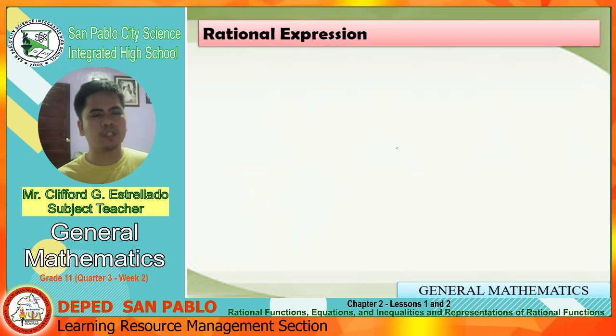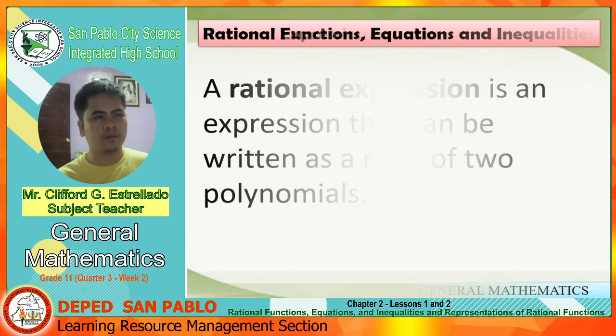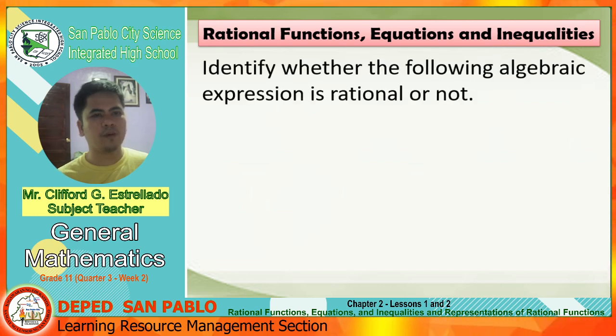So what is a rational expression? When you say rational expression, it is an expression that can be written as a ratio of two polynomials. So it means that the numerator and the denominator must be polynomials. So let us have this activity. Identify whether the following algebraic expression is rational or not. Again, take note, when we say rational expression, both the numerator and the denominator must be polynomials.